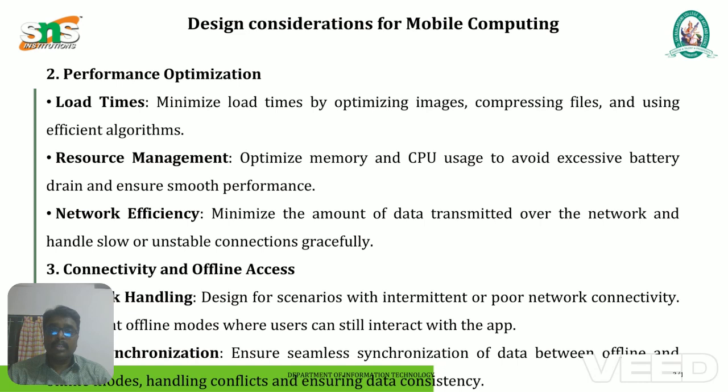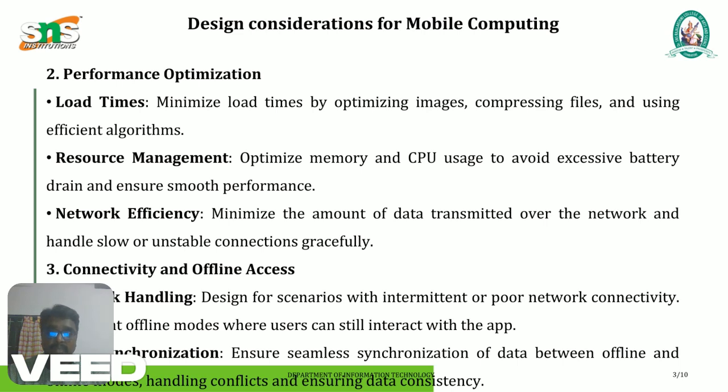Next one is the performance optimization, where we have to make sure that whatever we use, it may be an image or files or different data types, we use efficient algorithms so that the loading time of those entities is minimized. Next one is the resource management, where we have to optimize memory and the usage of CPU, so that we are able to solve the problem of battery. If we are using more processing and we are able to reduce those issues, our battery is saved and the performance is also improved.